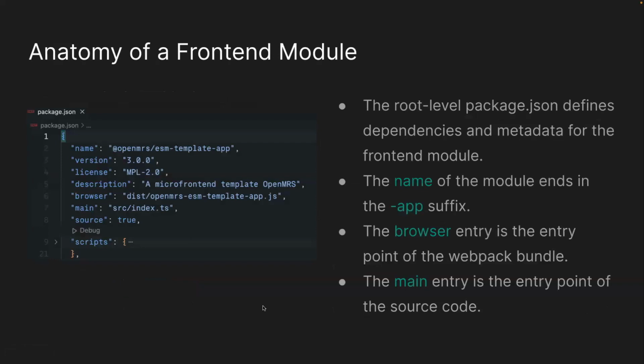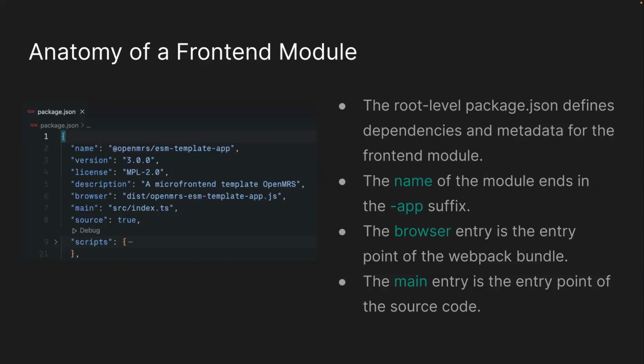What does the JSON file look like for one of these front-end modules, one of these ESMs? Well, we're looking at one of the things we're going to get you to work with over the next day until we meet again tomorrow. And that's the ESM template app. We've actually created for you a template micro front-end application that you can use to start from if you're building your own new application. And this is a good one to play with as you're learning. The root level package.json is defining your dependencies and any metadata that comes just with that micro front-end module.